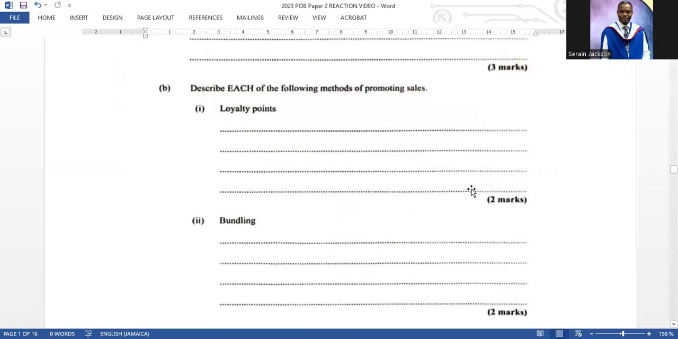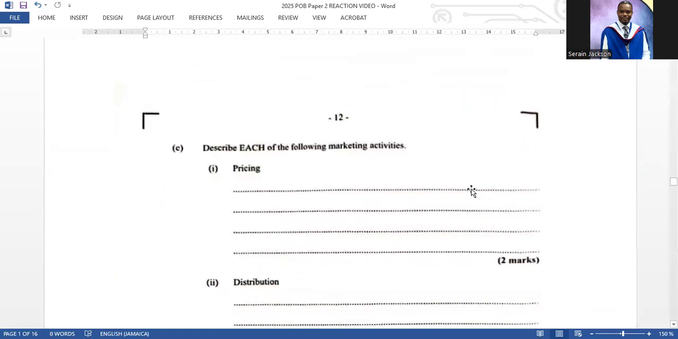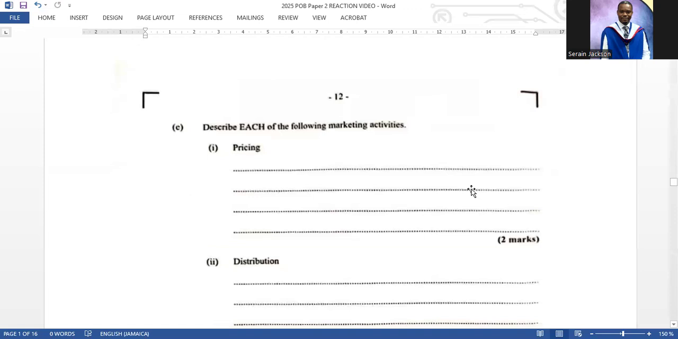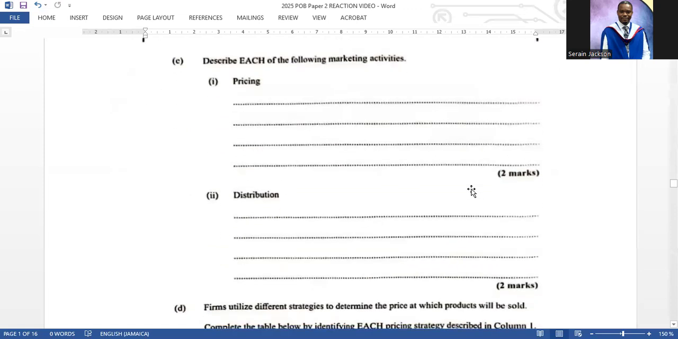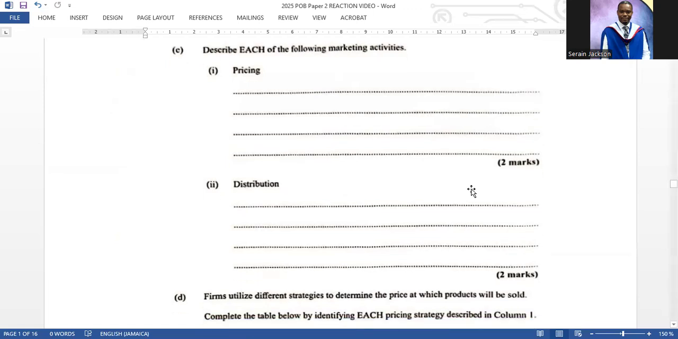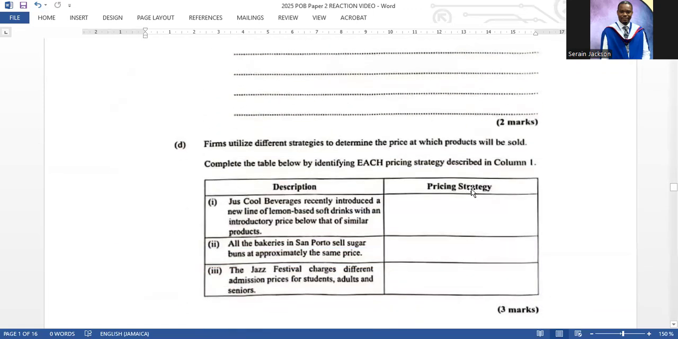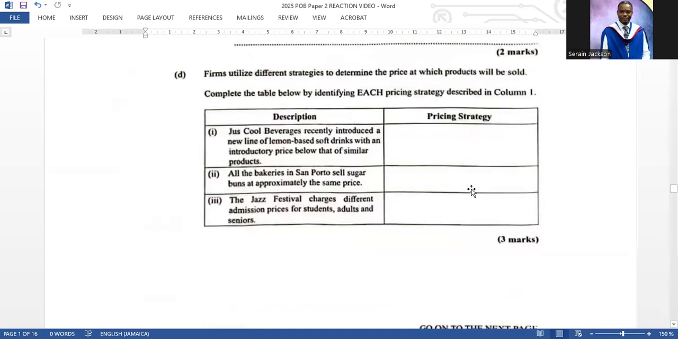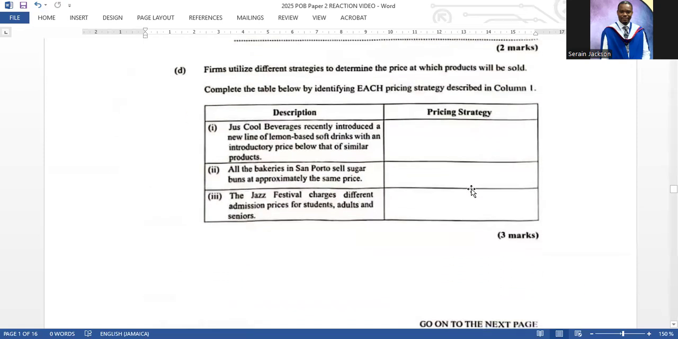So you have bundling, loyalty points, right? Describe each of the following marketing activities. You guys should be prepared about marketing activities because it is in Section 6 and I have a video on all of these things. Pricing, distribution, right? Firms utilize different strategies to determine the price at which products will be sold. Complete the table below, identify the pricing strategy, which is 3 marks. So pricing strategy, I don't remember if I went through pricing strategies in any of my videos. I'm not sure, right?